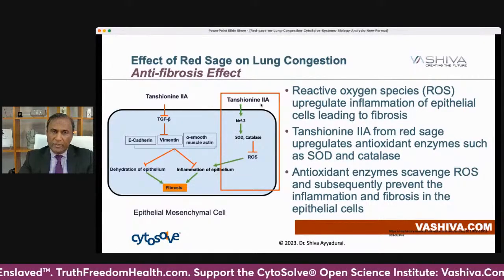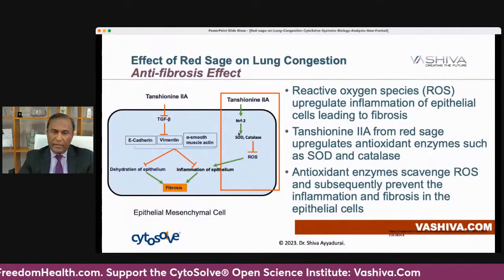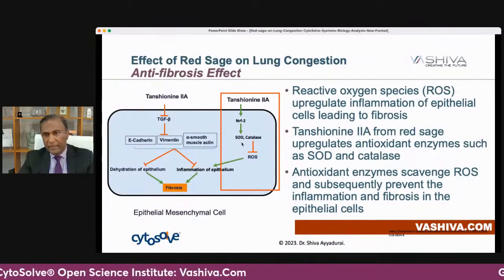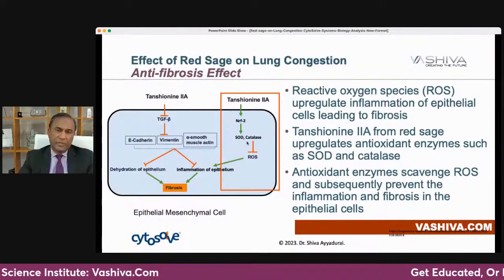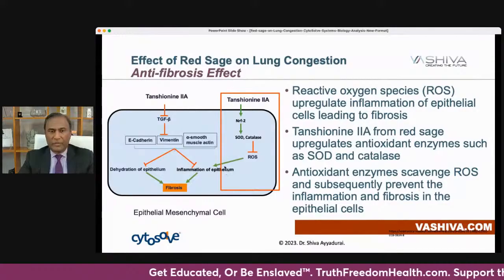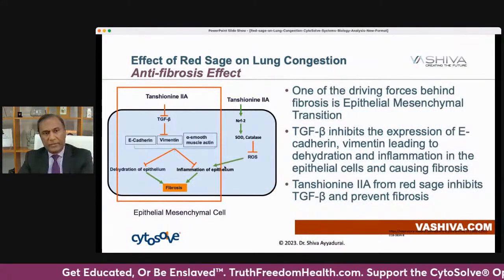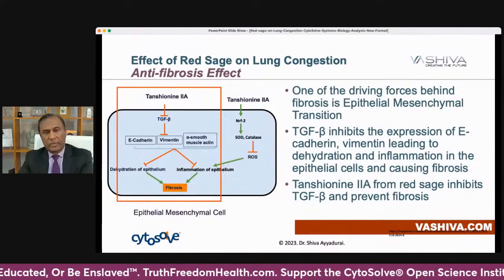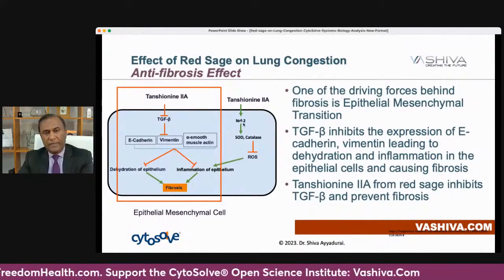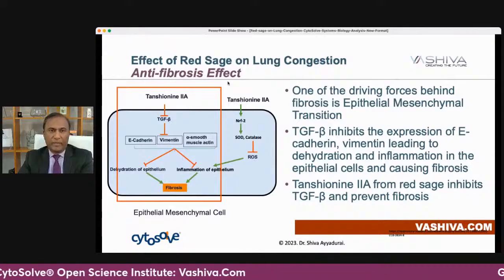So what happens is when you get tanshinone IIA, you get NRF2, which leads to these antioxidant enzymes, SOD, okay, superoxide dismutase, that's a shortened version, and catalase, which blocks ROS. And that's how you stop this inflammation. So two very powerful ways that tanshinone IIA works. It blocks TGF-beta, and it initiates NRF2 to have this antioxidant effect, which basically blocks fibrosis.